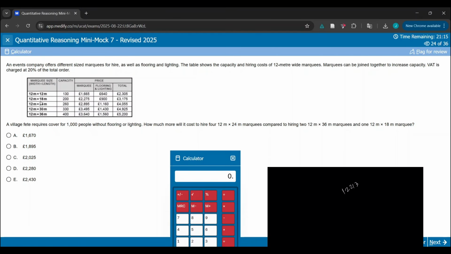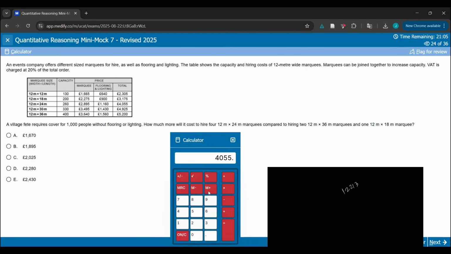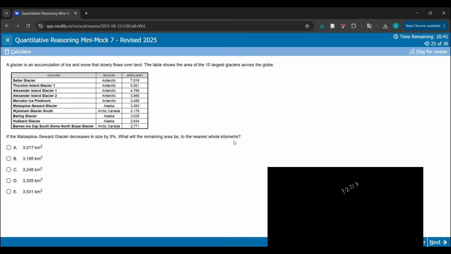How much will it cost to cover 4 of these? So 4055 times 4. Stick that in the memory. Oh, got the wrong button. Compared to hiring 2 12 times 36s and then 1 12 times 18. So 5,200 times that by 2 plus the 3175 and then subtract MRC. And then I think I have to times this by 1.2. Okay, I probably should have skipped this one.